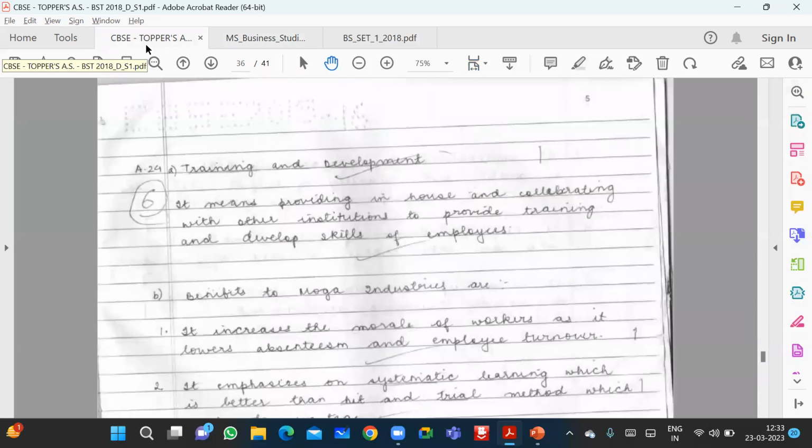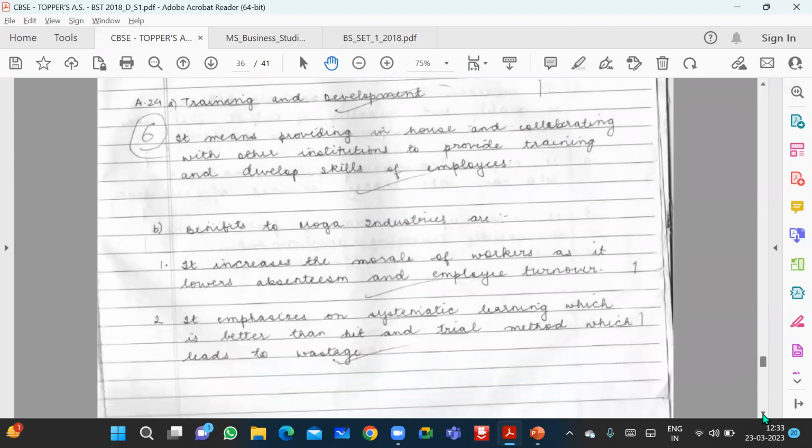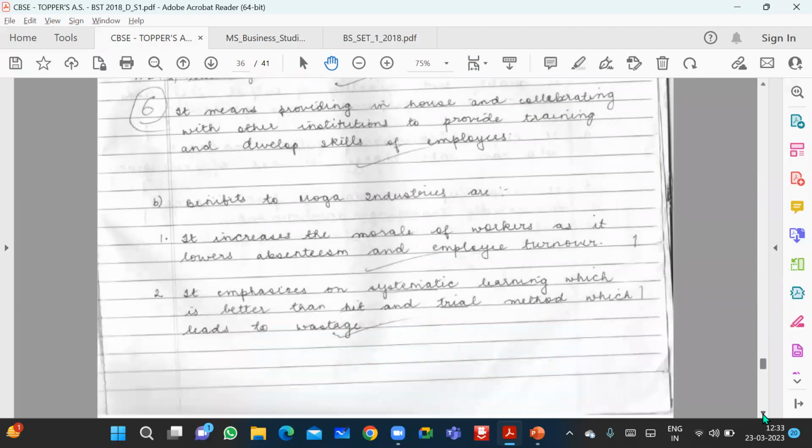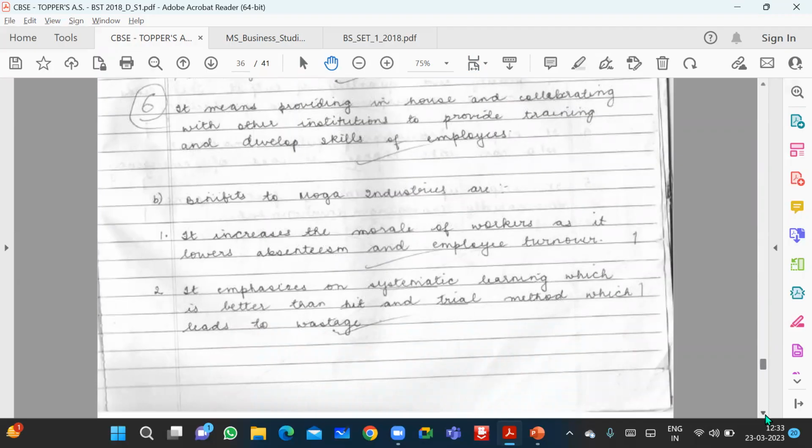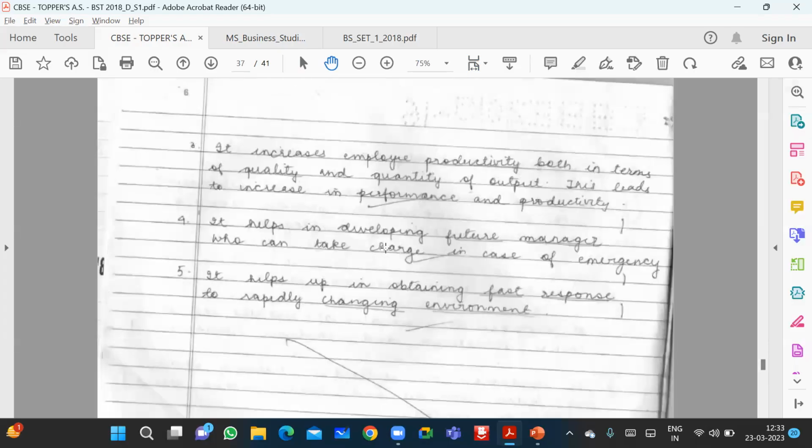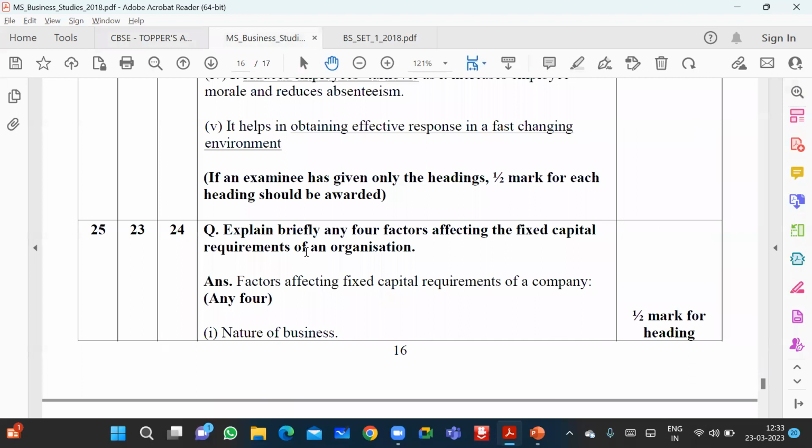So one heading will carry half a mark and half a mark for the explanation. So you can see the student has given the benefits. In any case, if you don't find the heading, then you can simply explain, but it is always suggested that students should write the heading first, or otherwise highlight the heading. This way you can see 5 benefits have been written, and the student got 5 marks for this. And now question 25, the last question of this paper.